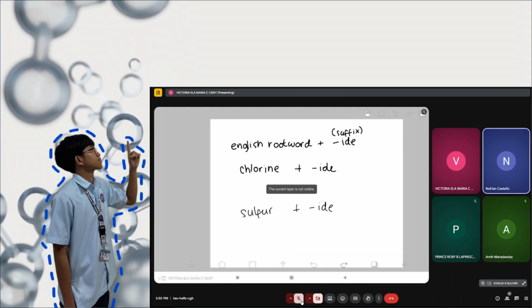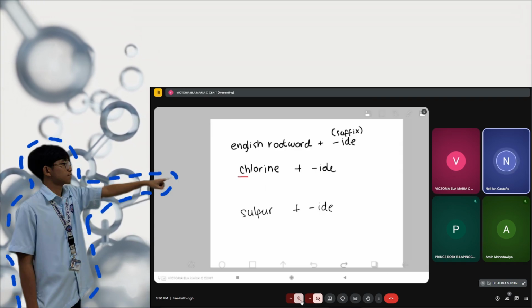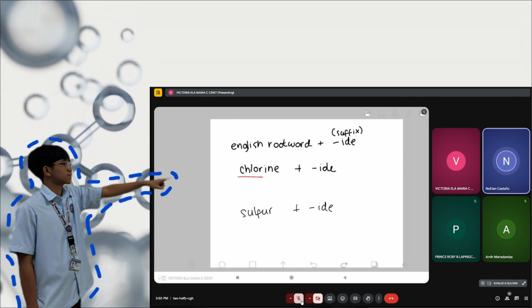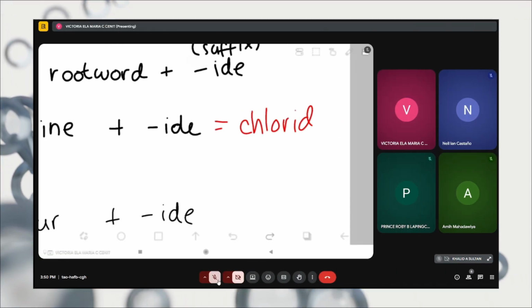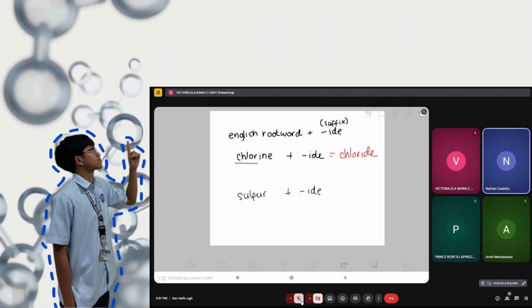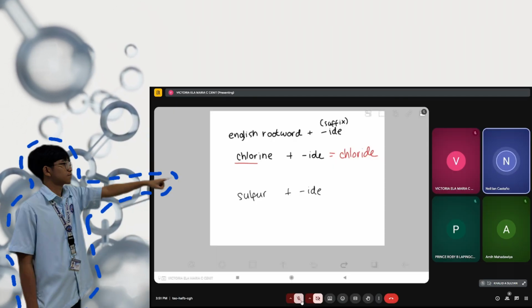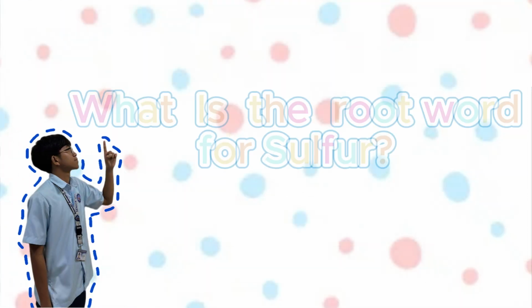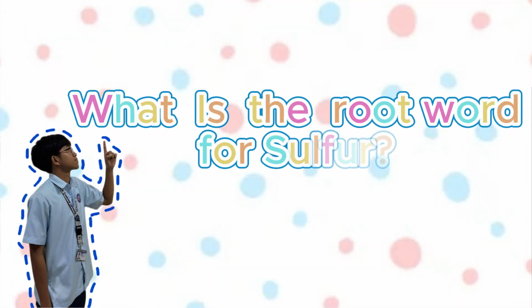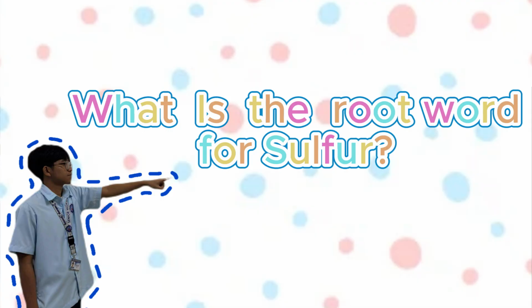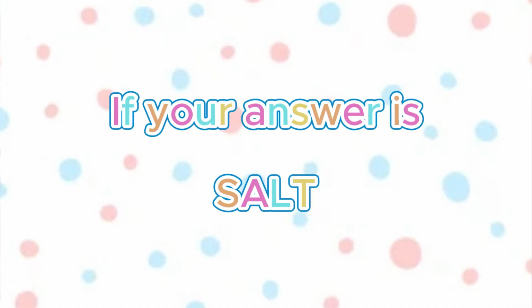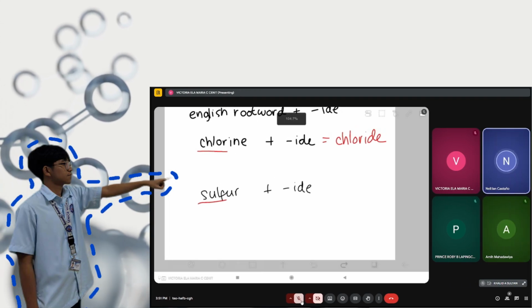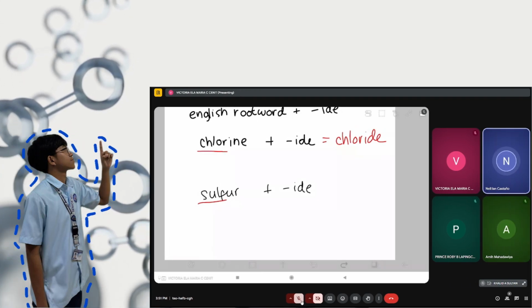Now, we will just add the English root word, which is chlor, plus the IDE suffix, and that will give us chloride. Now, for the second example, we will be using sulfur. Can you tell me what is the root word for sulfur? If your answer is sulf, then you're correct. And we'll just add IDE for the suffix and it will give us sulfide.